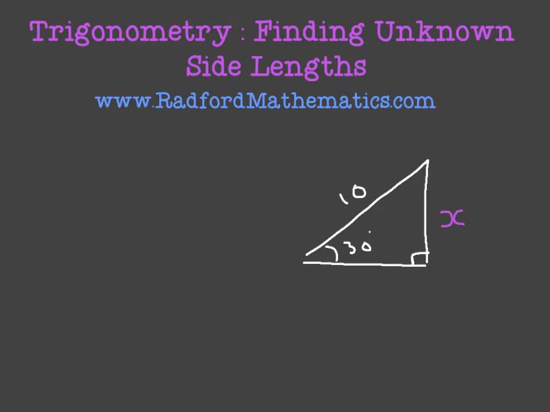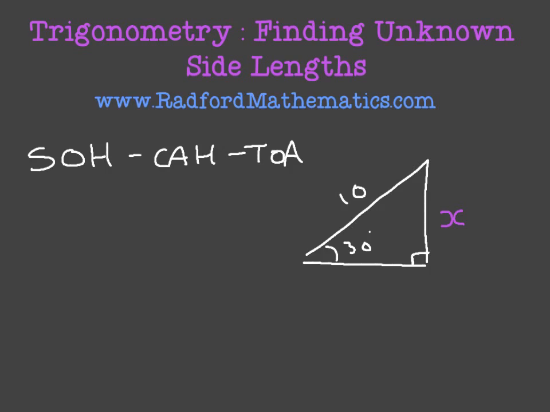Well, the idea here is, because this is a right-angled triangle and we have one side length and one angle, we're going to be using the trigonometric ratios. Now remember, those are sine, cosine, and tangent. And we saw in the previous video that we could use SOH-CAH-TOA to memorize the different trigonometric ratios.